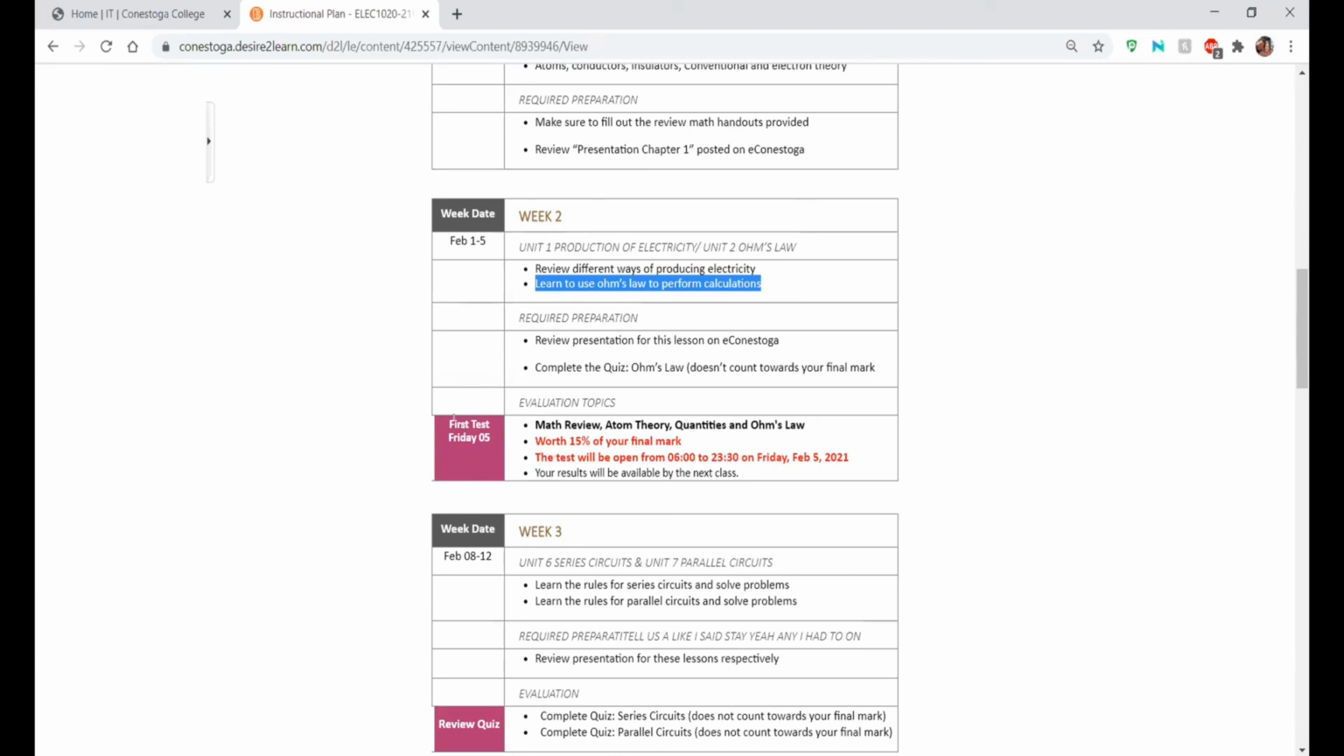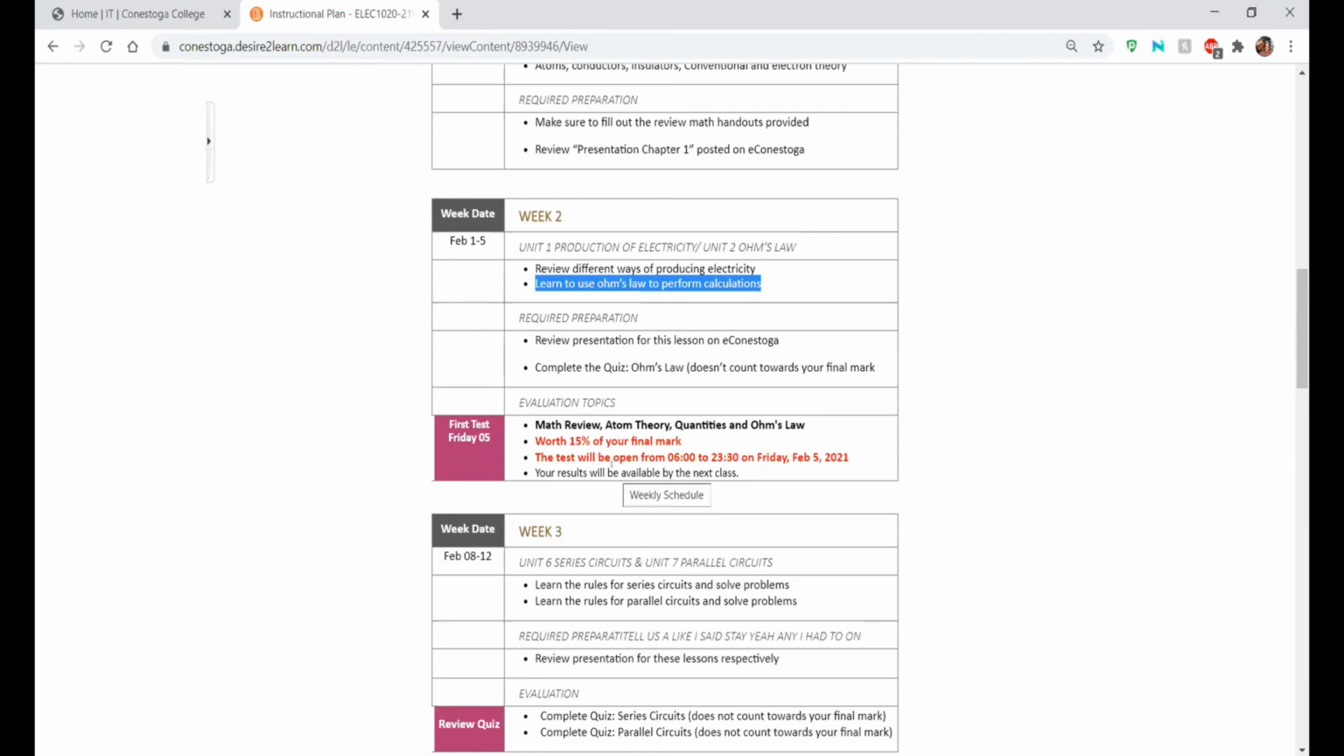So also during the first week, right here, we encounter what is the first test. The first test is going to be Friday the 5th, and it's going to be based here. You will always have the topics upon which the test will be based. In this instance, it's going to be based on the math review, the atom theory, and quantities and Ohm's law. And the test is going to be 15% of your final mark, and it will be open from 6 in the morning all the way to 11:30 at night on Friday, February 5th, which is pretty much next Friday of this year.